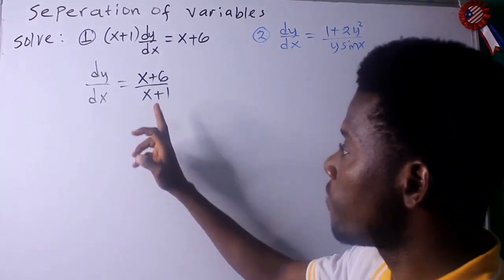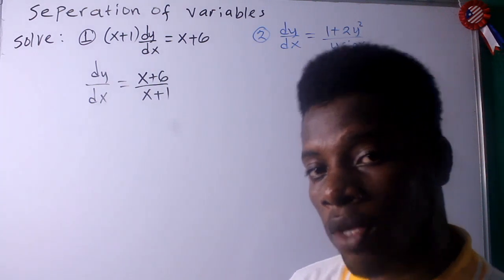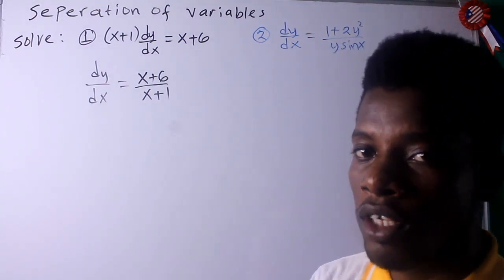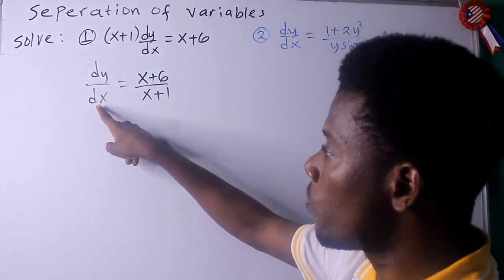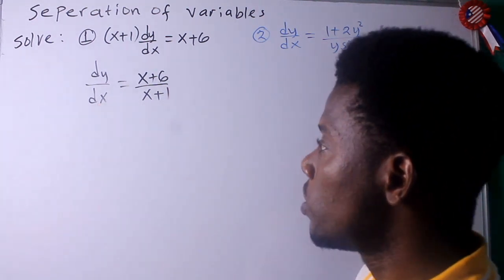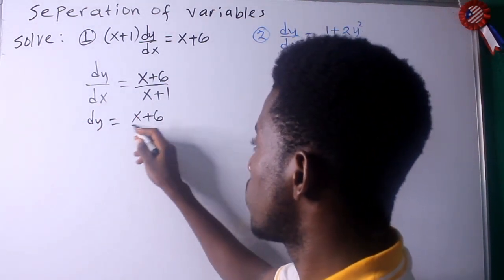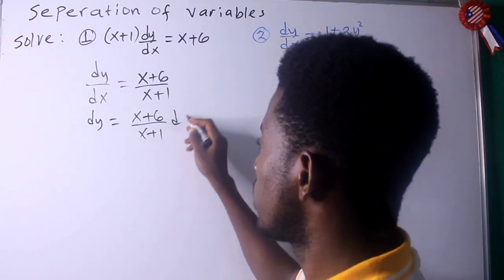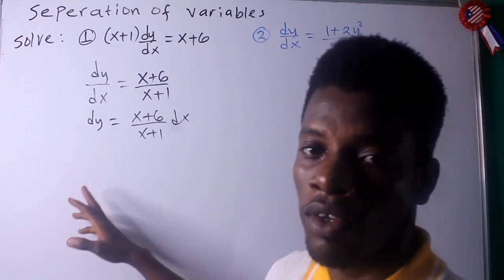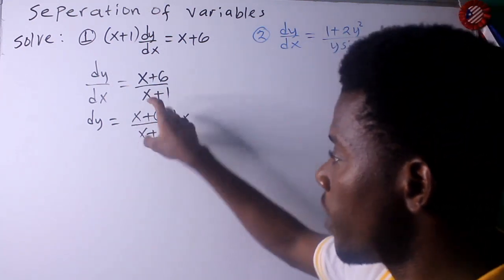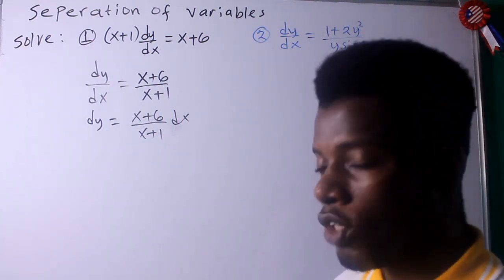And then once you have this, it appears in the form in which our differential equations appeared in the previous videos. So if you haven't seen those videos, check them out. What we're going to do here is multiply this side by dx. So we have dy equals (x plus 6) over (x plus 1) dx. We now have dy on one side of the equation and an expression in terms of x and dx on the other side. So from here we can integrate both sides.